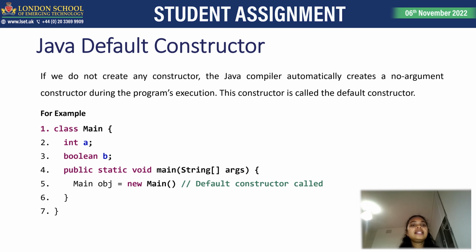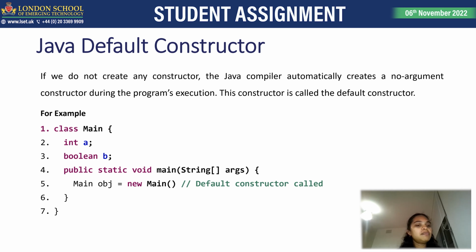This is called a parameterized constructor. Next, the Java default constructor. In Java, if we do not create any constructor, the Java compiler automatically creates a no argument constructor during the execution of the program. This constructor is called a default constructor, which means nothing. Once the object of a class is created, the default constructor will be invoked.